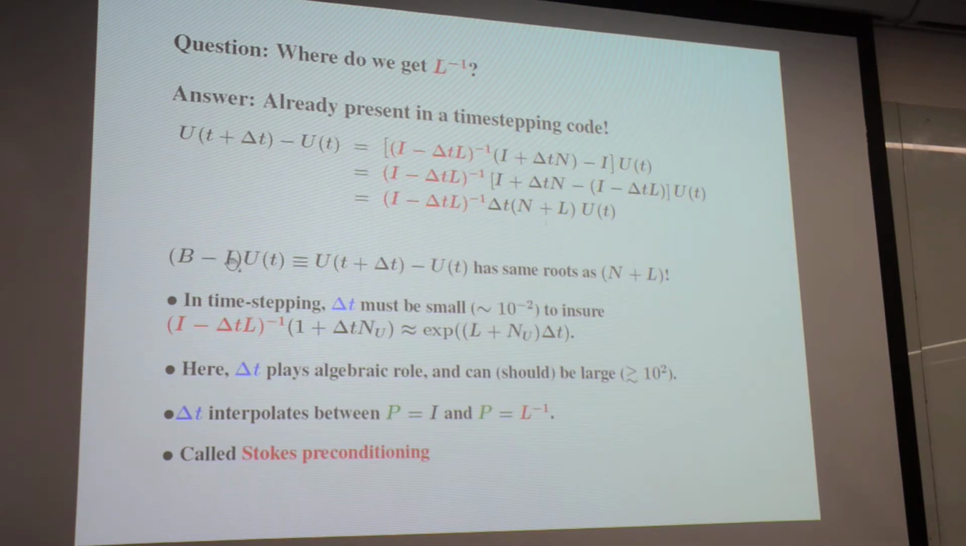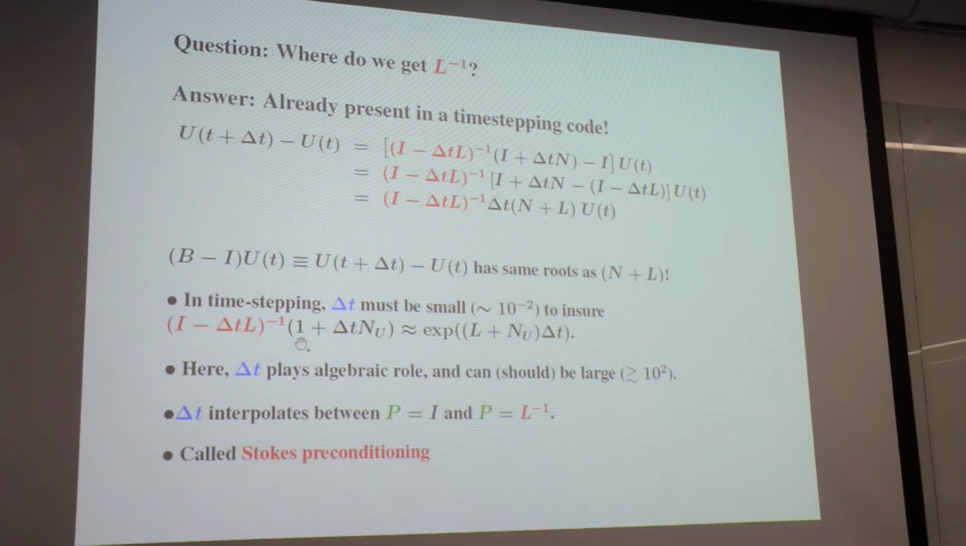Why should we find roots of B minus I? Why shouldn't we just find roots of N plus L? How does this help us? Well, if we take delta T very, very large, and by large I don't mean the one that's used for time stepping, I mean like 100, like 1,000, then this is like L inverse. And I was saying it might be nice to use L inverse as a preconditioner. Now you're going to say, wait a minute, delta T very large, isn't everything going to blow up? No, because look at all these things. These are equalities. This is algebra. This is not a Taylor series.